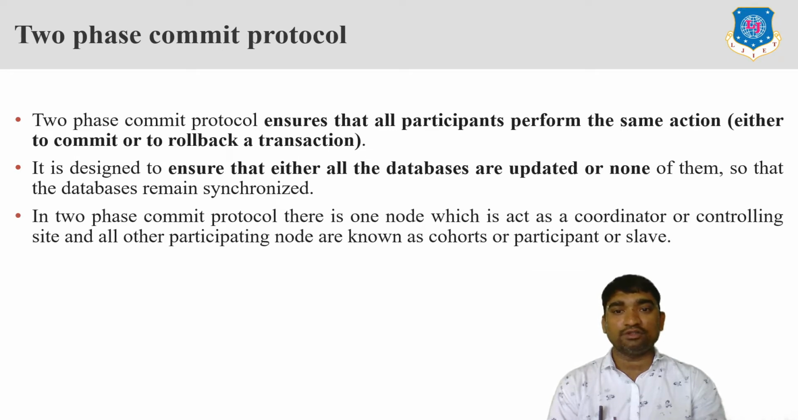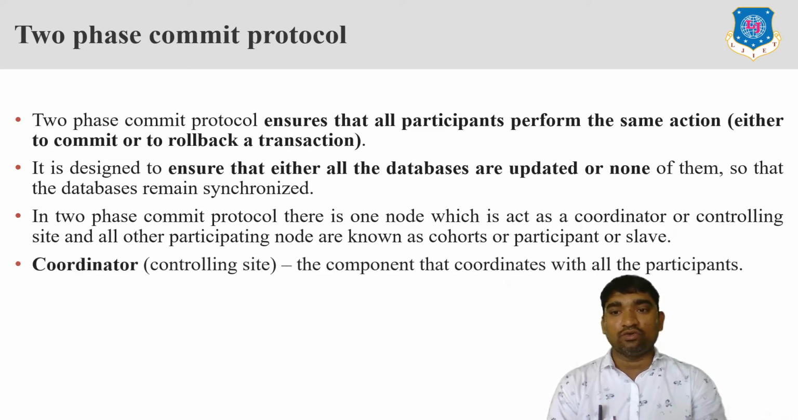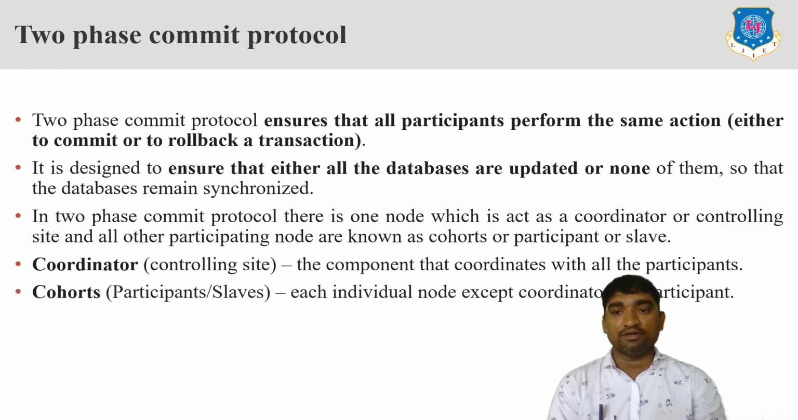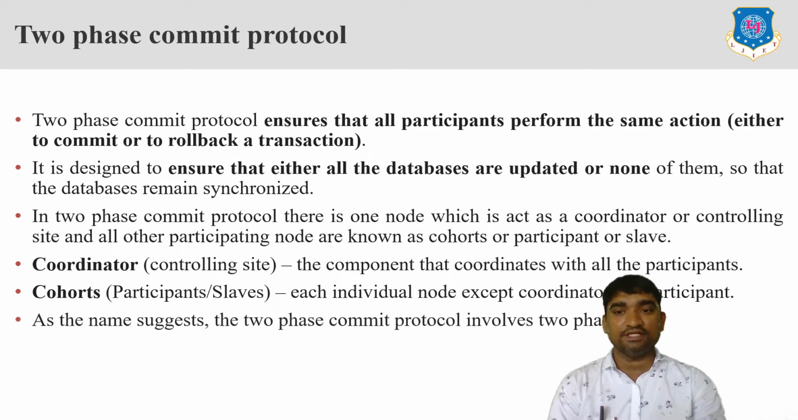In two-phase commit protocol, there is one node which acts as a coordinator or controlling site, and all other participating nodes are known as cohorts, participants or slaves. The coordinator controls the site, the component that coordinates with all the participants. Each individual node except the coordinator is a participant. As the name suggests, the protocol involves two phases. One is the commit request phase or prepare phase. The second is the commit or abort phase.